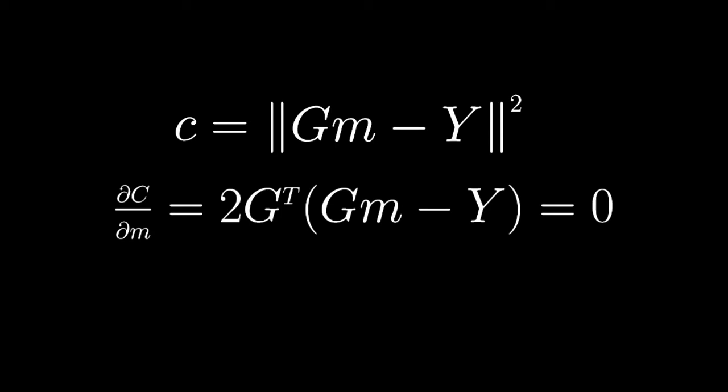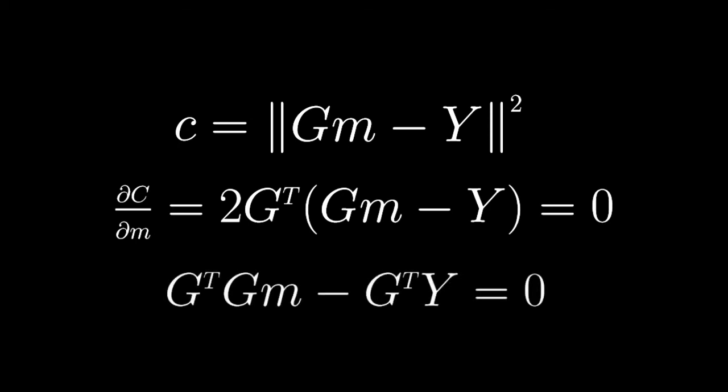So to find the model parameters m, all we have to do is move G transpose y onto the right hand side of the equation and then multiply both sides by the inverse of G transpose G. So we're almost there. I just want to cover one more thing, and that is regularization.